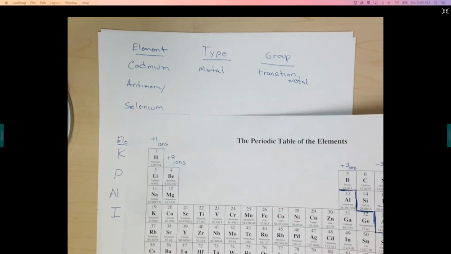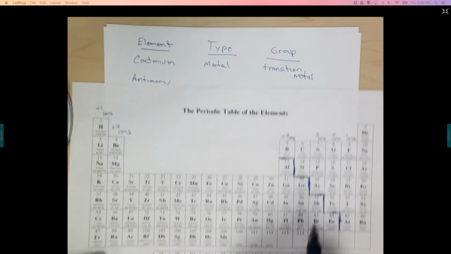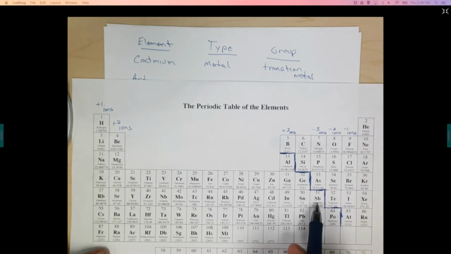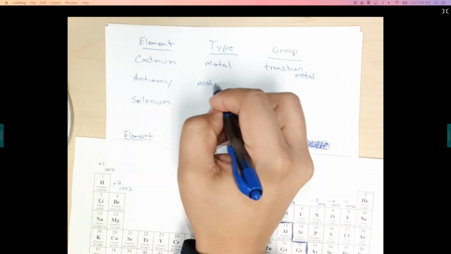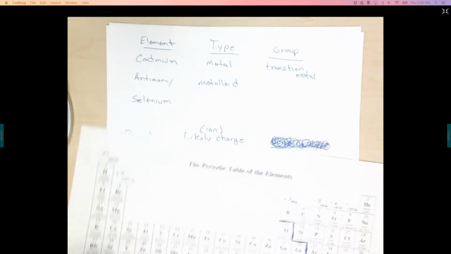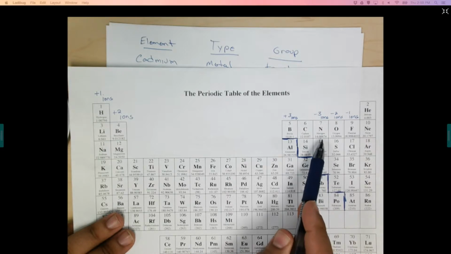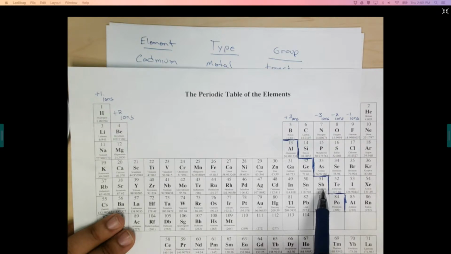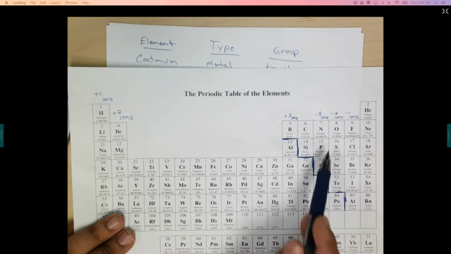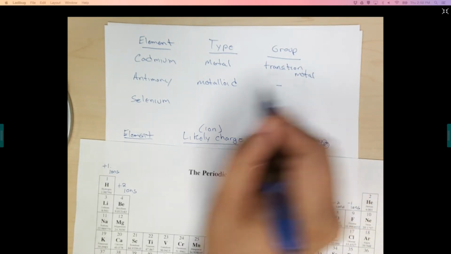Okay, antimony. Antimony is Sb here, and it's on our staircase line. It is a metalloid. And it is not in one of our common group names either. So antimony, we won't have to worry about a group name. It is just a metalloid.